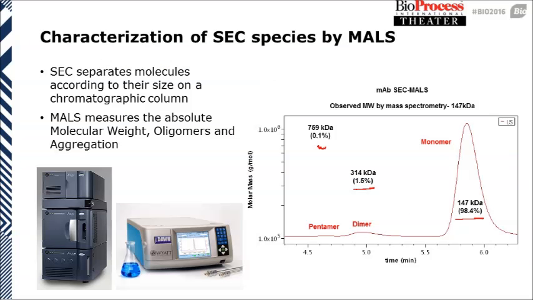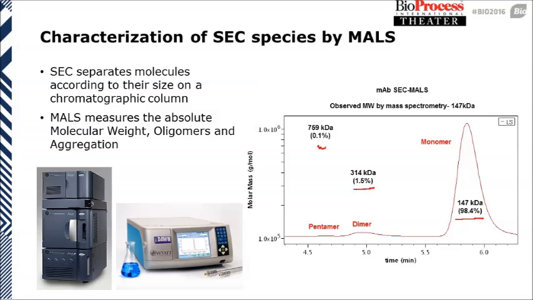So the next example is characterizing SEC species by MALS. MALS has become a fairly standard technique. It measures the absolute molecular weight and the aggregation state in solution. Here's an example of a size exclusion chromatogram. We have our main peak, a smaller peak here, and another little smaller peak out here. That's the UV trace, but then we send that through the MALS detector, and the MALS starts telling us what the molecular weight is.